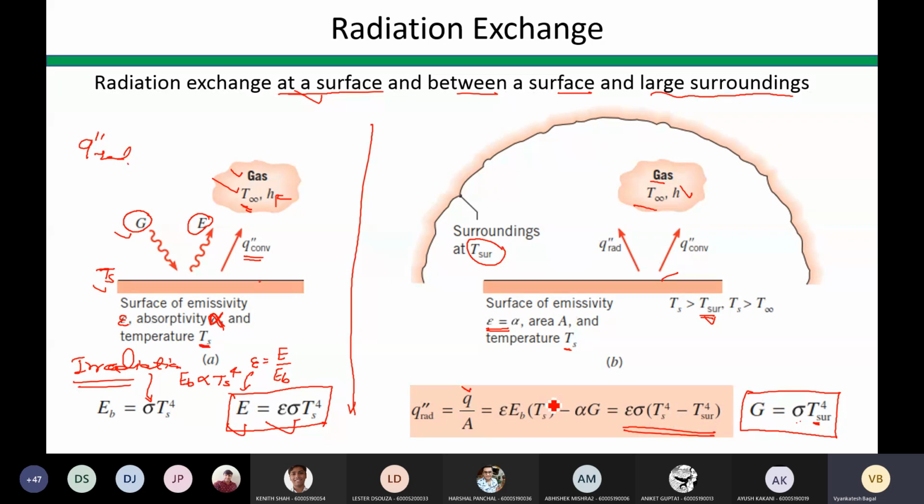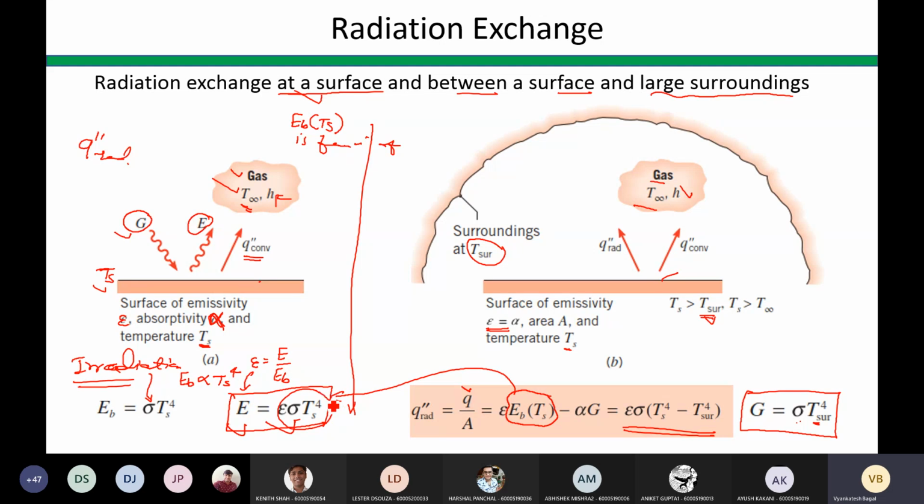Now there is a slight confusion here. In this term, don't think that this is a product of EB and Ts. This indicates that the emissive power of a black body is a function of the surface temperature. Read it as a function of Ts, and then this whole thing is replaced by this term. So don't read it as EB multiplied by the temperature Ts. Is it clear?